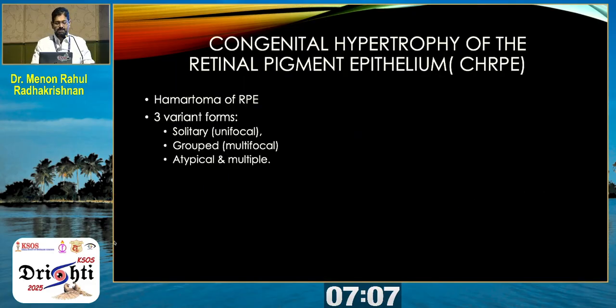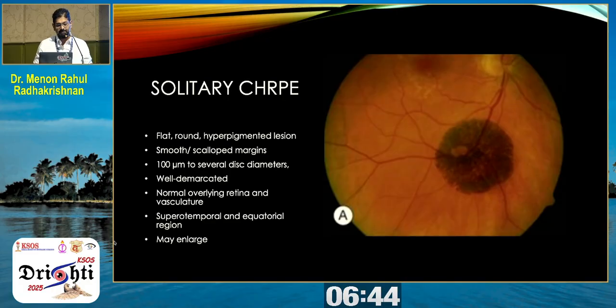So the first thing is congenital hypertrophy of the retinal pigment epithelium, that is CHRPE. It's basically a hamartoma of the RPE. There are three variants: the solitary form, the grouped, that is multifocal, and then the atypical and multiple. In the subsequent slides, I'll tell you the difference between multifocal and multiple CHRPE. So this is solitary CHRPE.